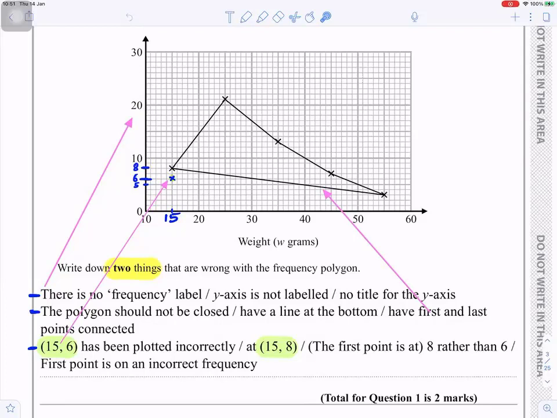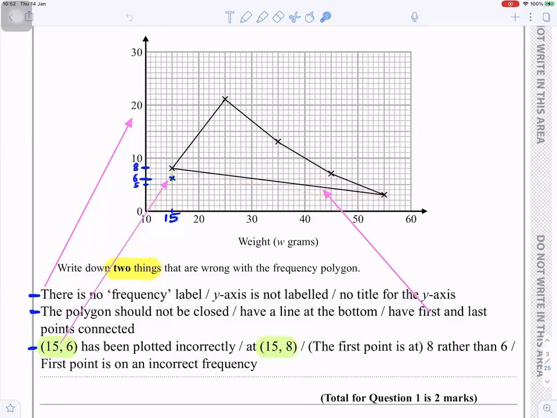Second thing that could be wrong, the polygon should not be closed or have a line at the bottom. You see the line there? That red line I'm showing there, there shouldn't be that. That red line should not be there. So you shouldn't join the last and the first point. That line should not be there.